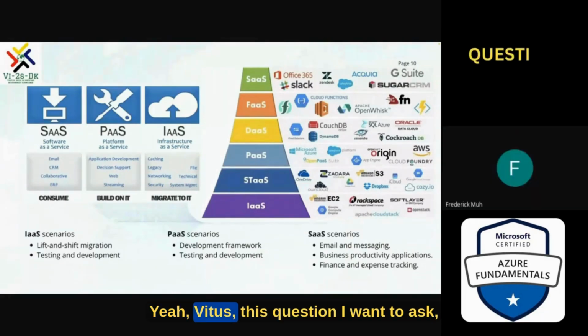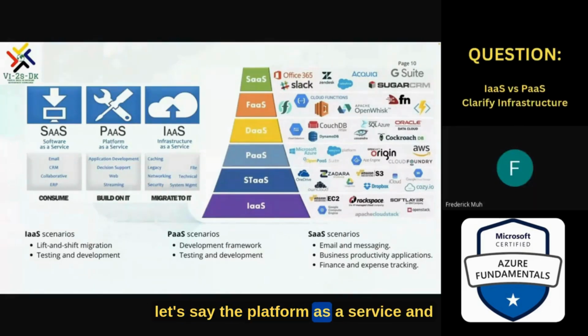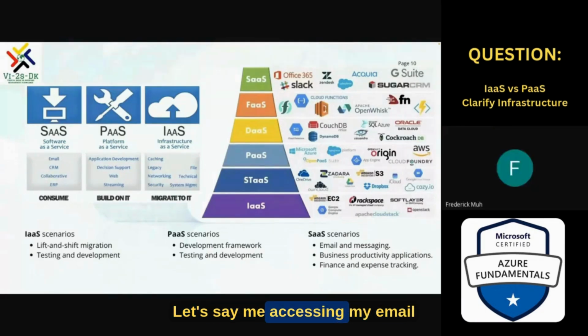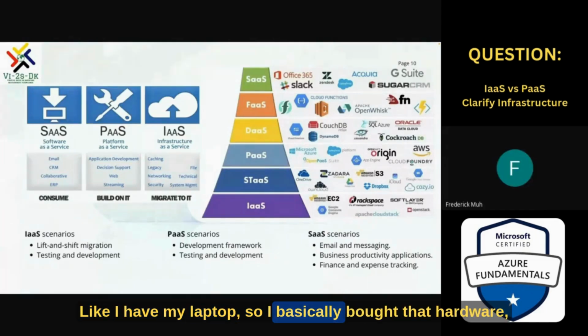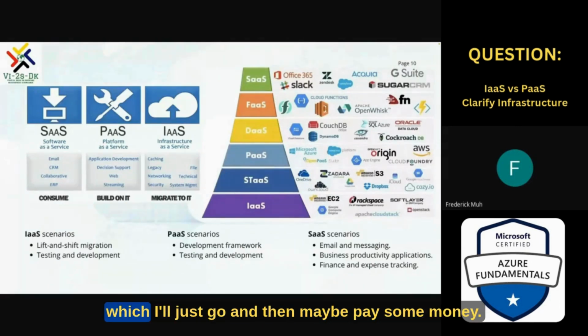Okay. Yeah, because let me ask this question. Between the two blocks, let's say platform as a service and software as a service, I know one of them is like a consumer one, which is software as a service. Yes. Okay, let's say me accessing my email also, right? Yes. Okay. What is the case? Like I have my laptop, so I basically bought that hardware, right? Yes. The laptop or my CPU at home, and then I'm accessing the internet versus me going to a cyber cafe, where I'll just go and maybe pay some money just to access the internet.